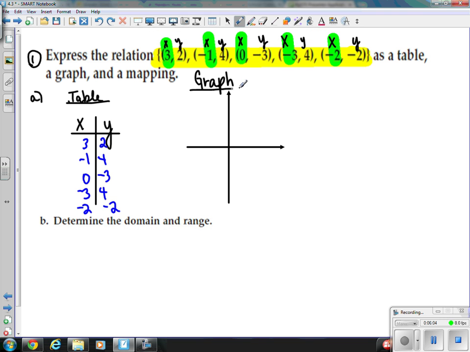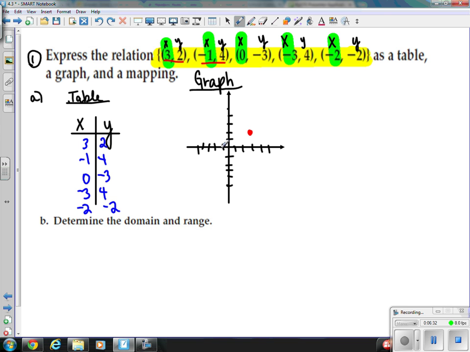And I'm going to make a 5 by 5 graph. So 1, 2, 3, 4, 5. So once you have your 5 by 5 graph up there, just go plot each point. So my first point's 3, 2. So I'm going to go right 3 because it's positive, and up 2.